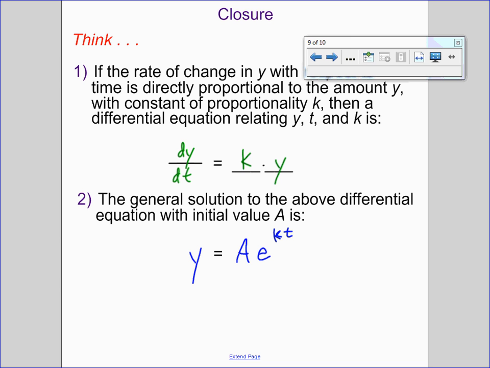We're going to apply that in a variety of contexts. Way to go, you guys. I'm going to stop the recording and save it.